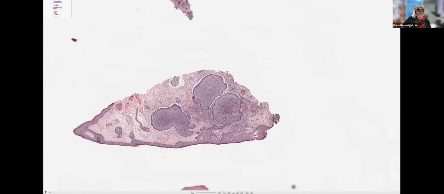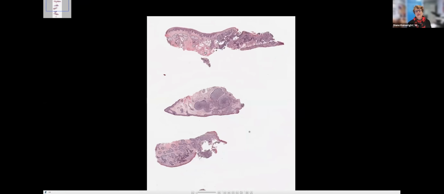So that was a nice straightforward BCC with a little chalazion and some nice normal sebaceous glands around here. So let's stop sharing. Are there any questions about that one?